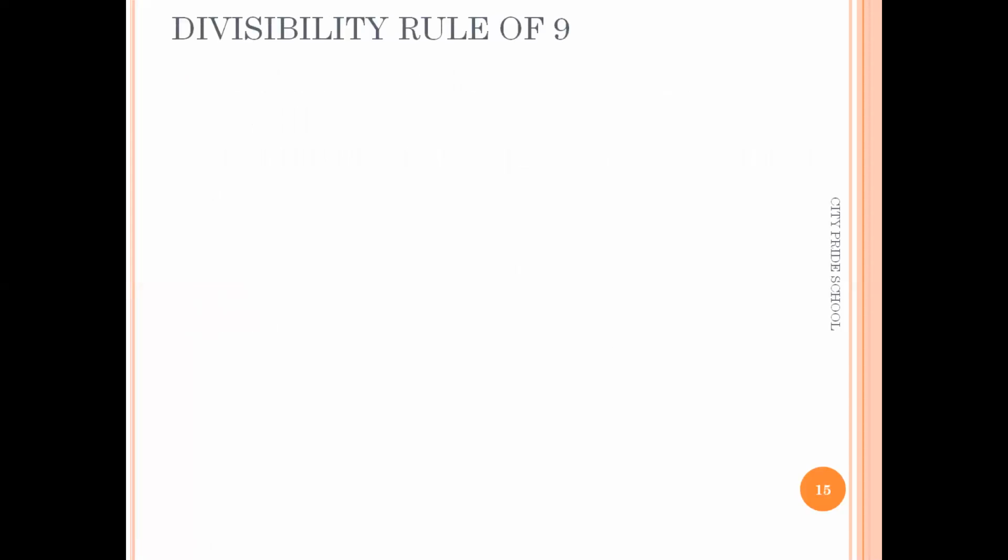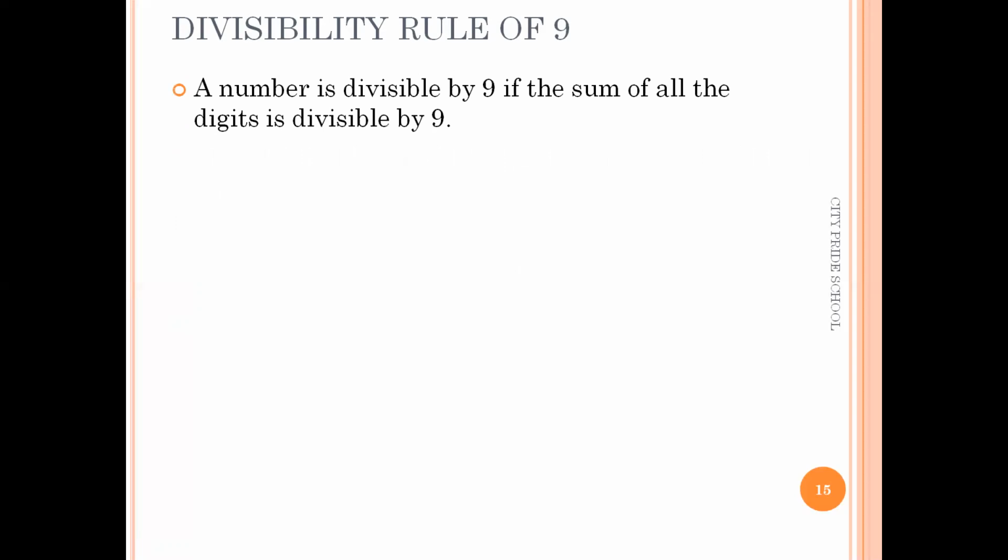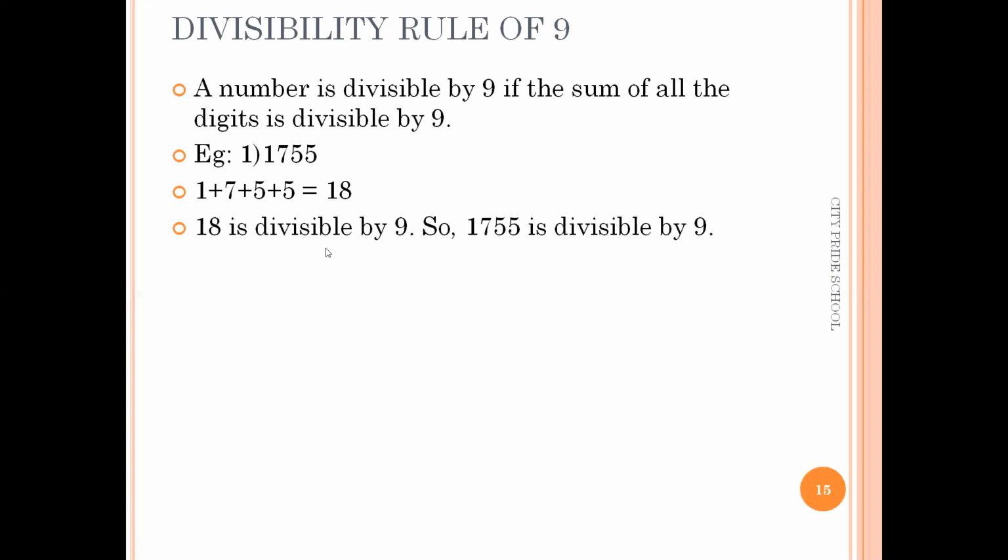Divisibility rule of 9. A number is divisible by 9 if the sum of all the digits is divisible by 9. It is the same as the divisibility rule of 3. 1755: if you want to check whether the given number is divisible by 9 or not, we have to add all the digits. 1 plus 7 plus 5 plus 5, and the total we get is 18. Now we check whether 18 is divisible by 9. So yes, it is divisible by 9. So 1755 is divisible by 9.